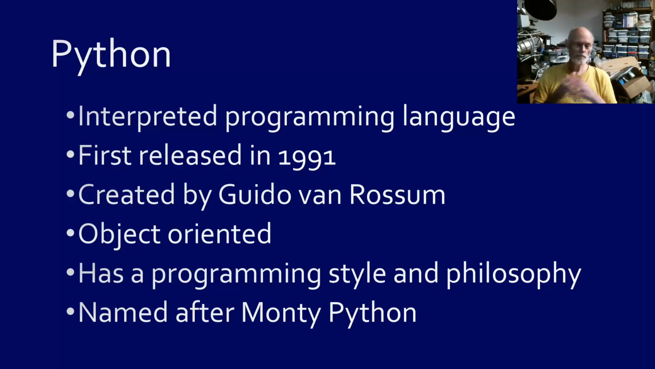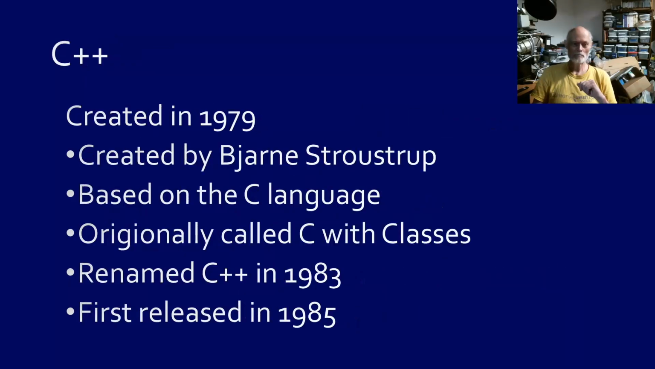Python is an interpreted language. It was first released in 1991 by Guido van Rossum. It's object-oriented. They actually have a programming style and philosophy for it. Well, Guido was a big fan of Monty Python, so he named it after the comedy troupe Monty Python.